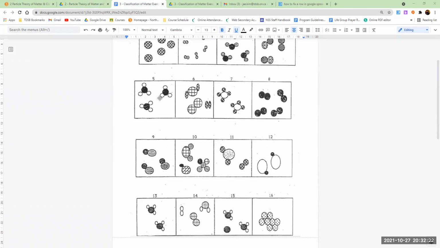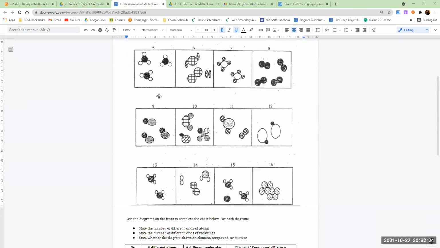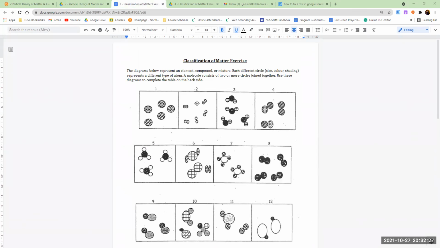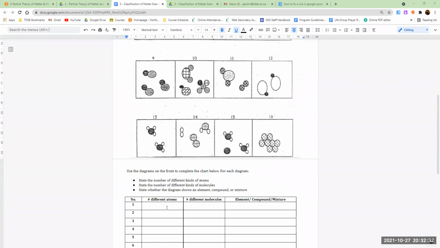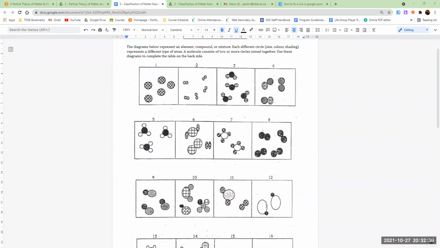So again, here, there were 16 squares. Can you count the number of different kinds of atoms? Count the number of atoms, then count the number of molecules in that same picture, and then tell me if it's an element or a compound. So in this case, number 1, I would say there's only one type of sphere, so one type of element. And how many different kinds of molecules are there? There's only one type of molecule. And so all in all, that describes an element.